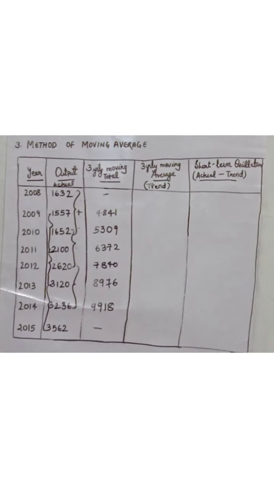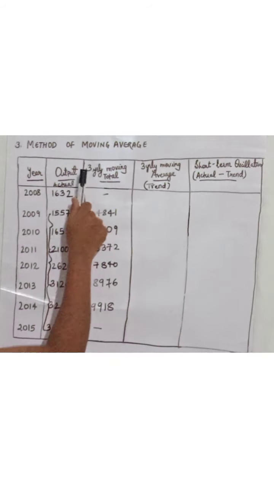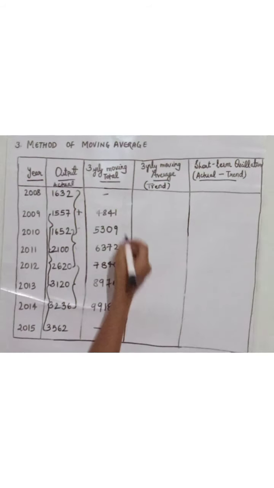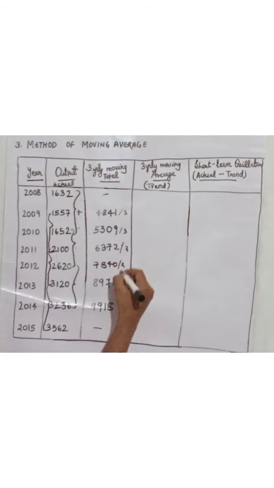Now next is to find the average. For finding the average we already have the total. So we are going to divide this total by 3. Why 3? Because we were finding for 3 yearly, that's why we are going to divide it by 3. If it was for 4 years, we would be dividing it by 4. Similarly, now for finding the average we are going to divide each of these elements by 3.